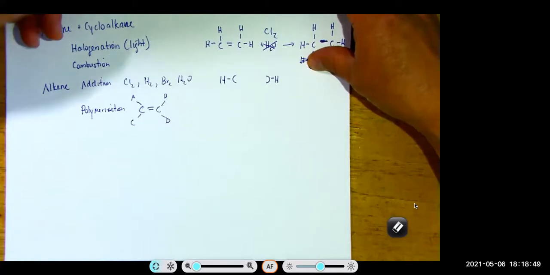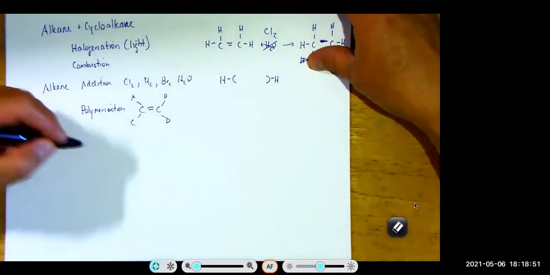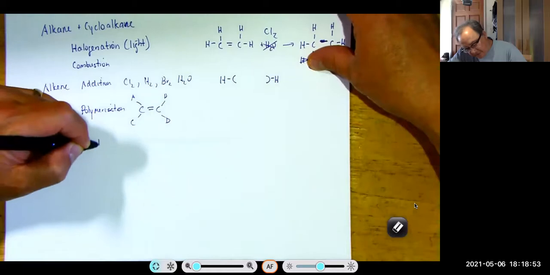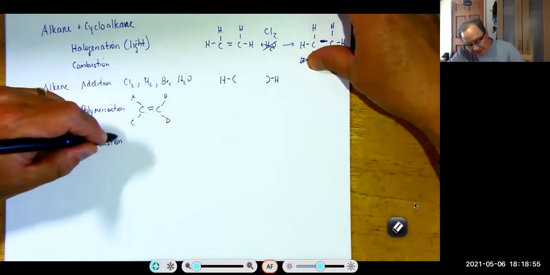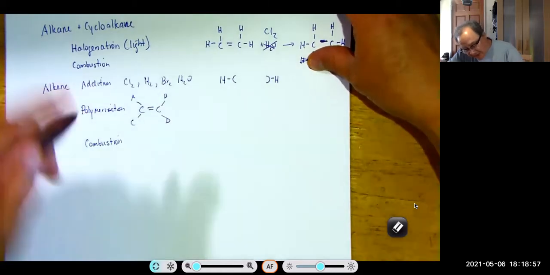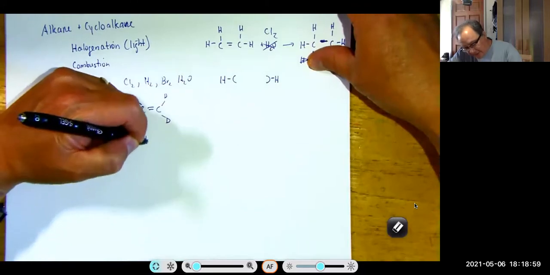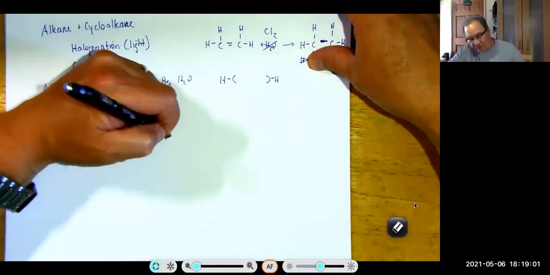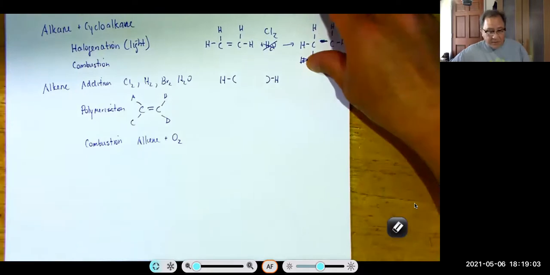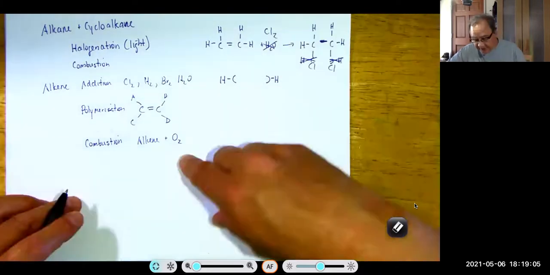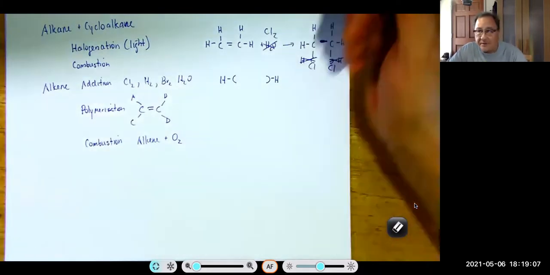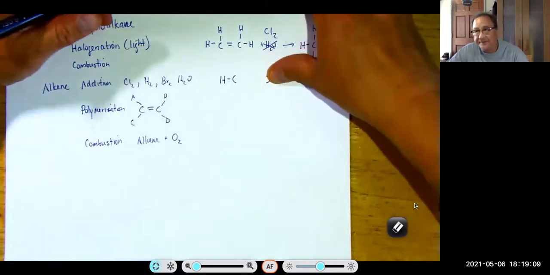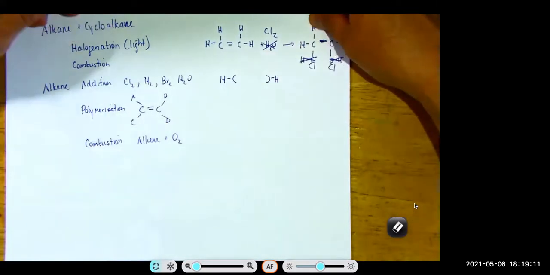What's the other reaction you can have with an alkene? Combustion. So here, this is an interesting one because you're going to take your alkene and you're going to add O2, which many people might think, well, O2 is like Cl2, so I'm going to add an oxygen to each carbon, but that's not the case. That's the CO2 plus H2O.